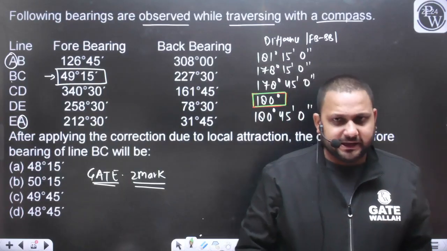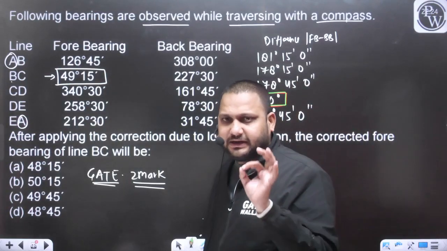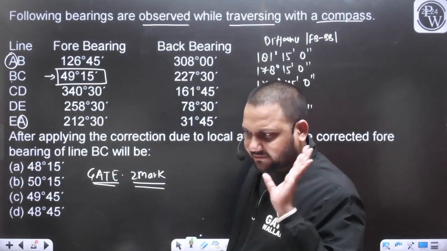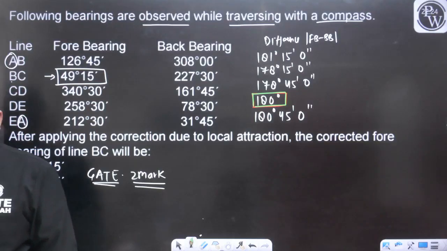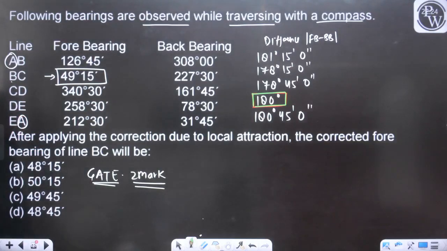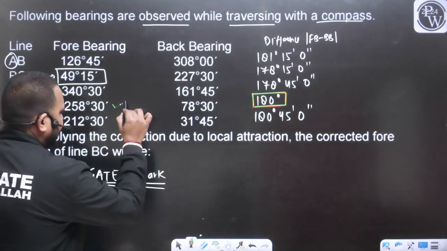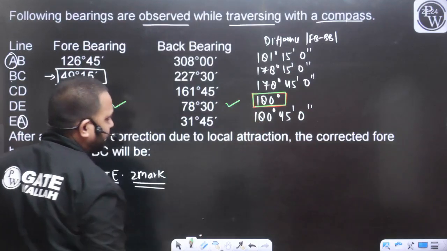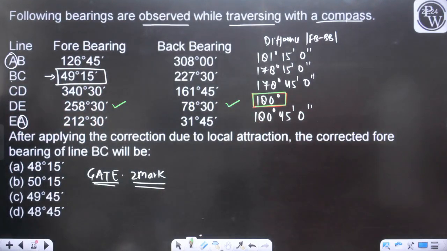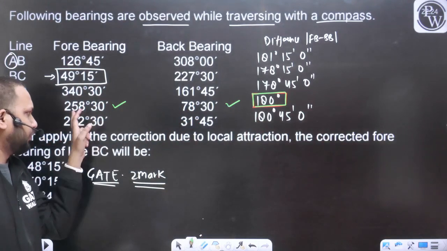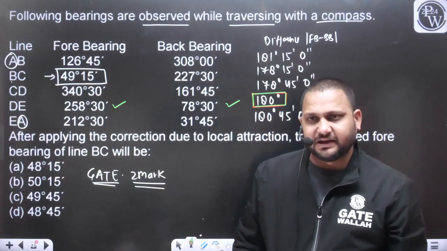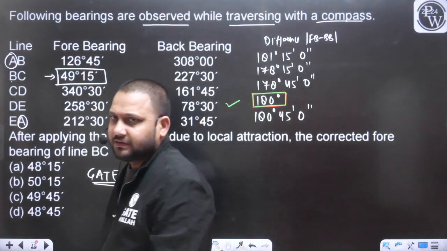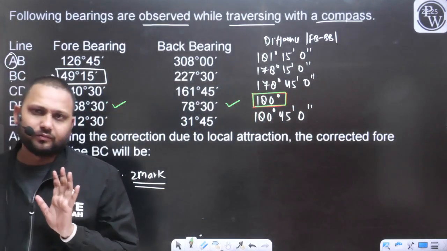For the line DE, we are getting the difference of the fore bearing and back bearing as 180 degree. What it implies? That means this reading is correct and this reading is also correct. When both the readings are correct, then we get the difference as 180 degree. Can we say like this, yes or no?